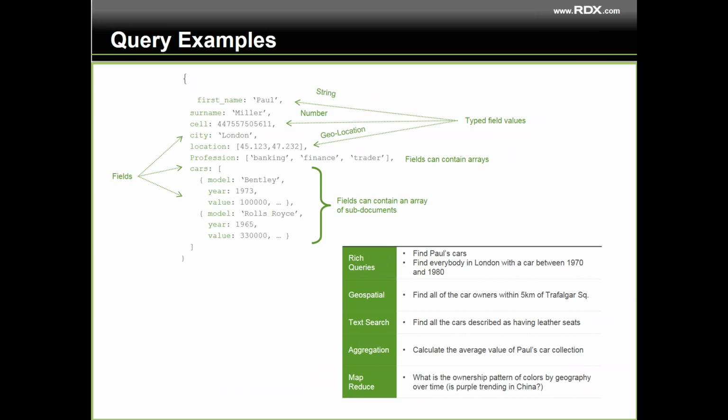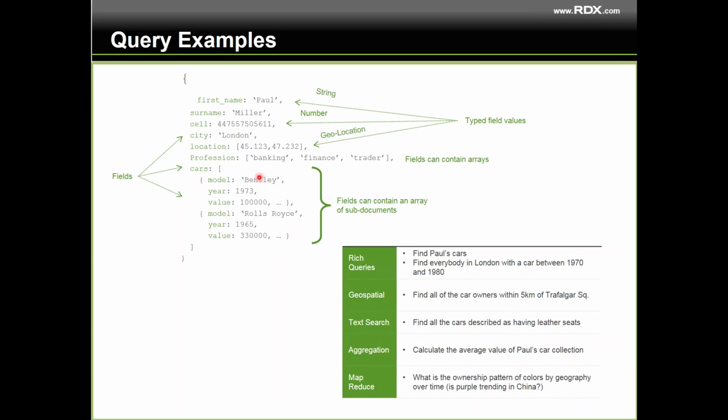Here's an example of the types of queries that we can run against MongoDB. On the upper left, we see that the document contains different types of data: text characters, numbers, geolocation. We can also store an array in a field. We can also have sub-documents in our main document. In this example, we can store as many sub-documents in our main document as Paul has cars.